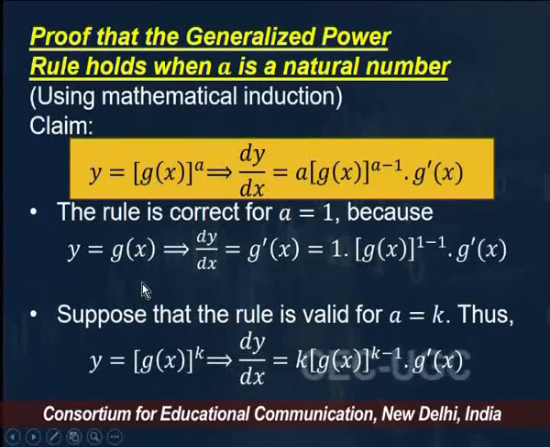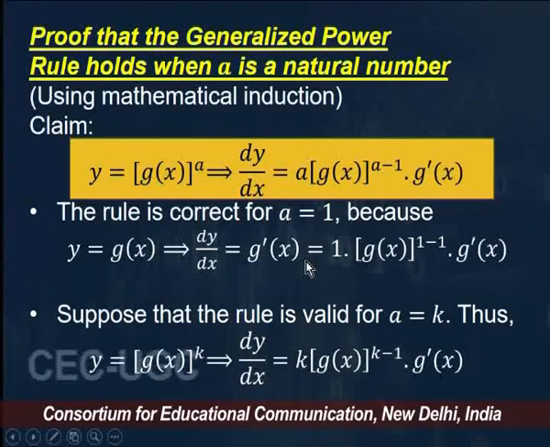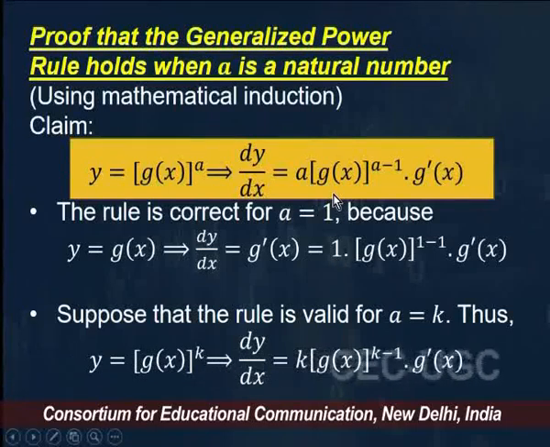Y equal to g of x, which in turn implies that dy by dx is equal to g prime of x. And that you can see is consistent with the formula that you have in the yellow box above, where a is equal to 1. So that's 1 times g of x to the power 1 minus 1, which is 0. So g of x to the power 0 will be nothing but 1. And then you have this g prime of x term. So clearly the rule is correct for a equal to 1.